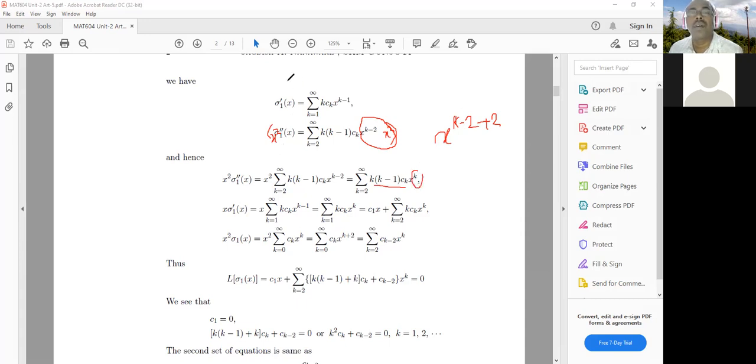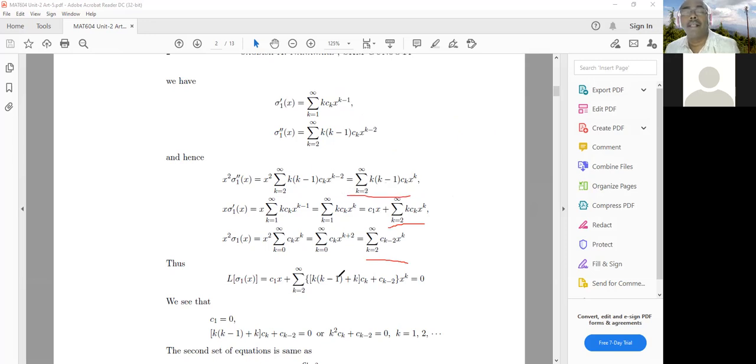Then multiply this first derivative of sigma 1 by x and see that this is x to the power k minus 1 into x. So that gives x to the power k. That term is here. And multiply sigma 1 function by x square. So that is the earlier expression. So after multiplying, you will get this. So x square sigma 1 is this series, x sigma 1 dash is this series, and x square sigma 1 double dash is this series.